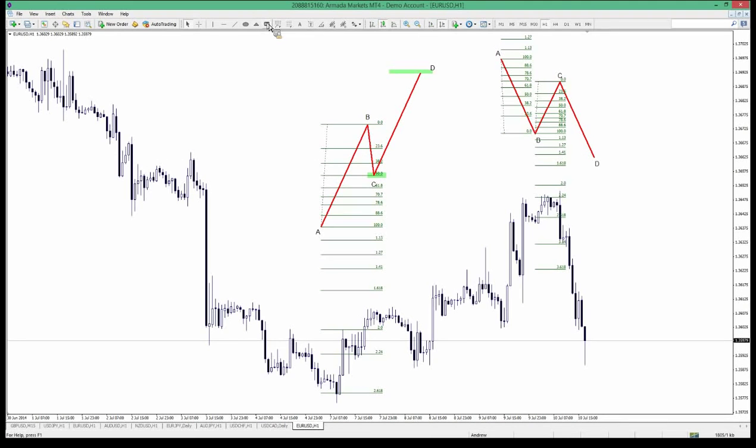And this area here, these extensions with that AB equals CD pattern, that little base, that little block there, will be referred to as a PRZ, or price reversal zone.